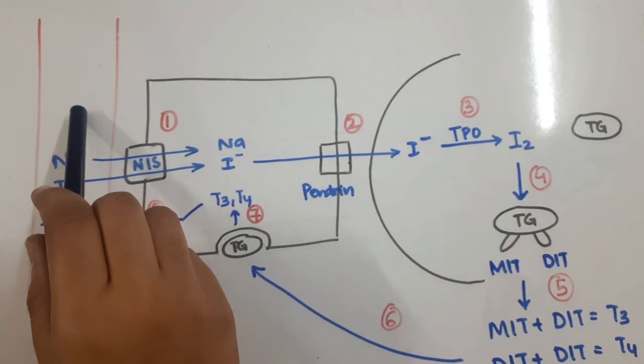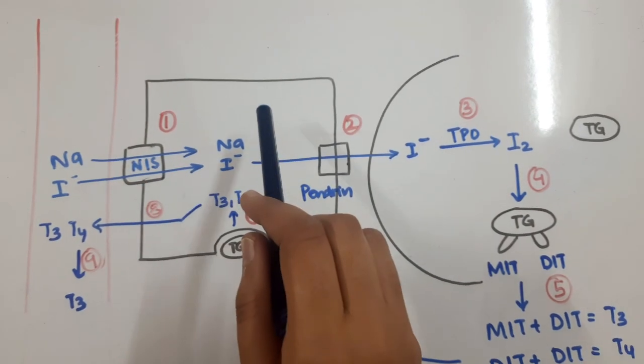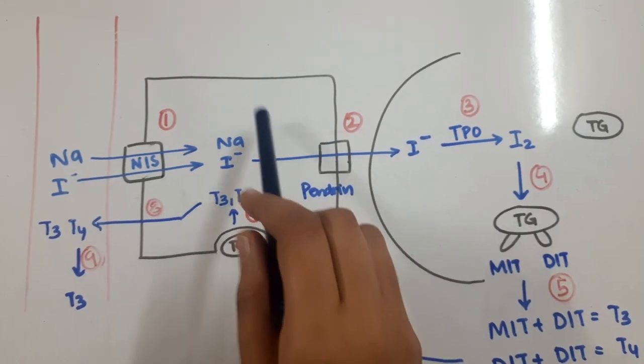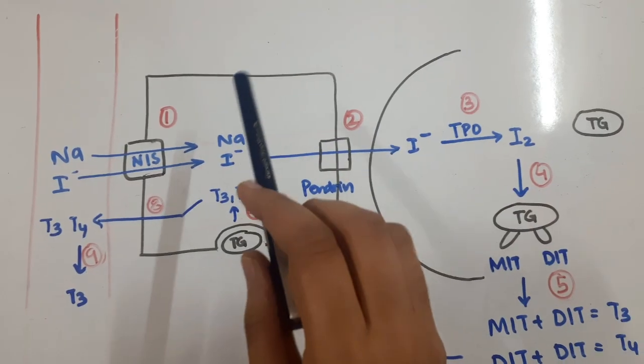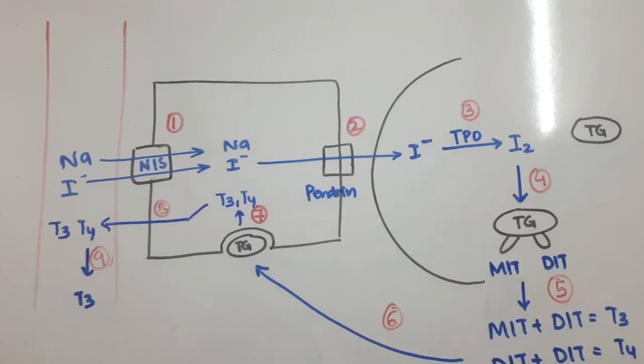Okay, and so over here we have the blood vessel. Over here we have the thyroid follicular cell, and this is the colloid. So this is how I've represented this. This is the cell and this is the colloid.